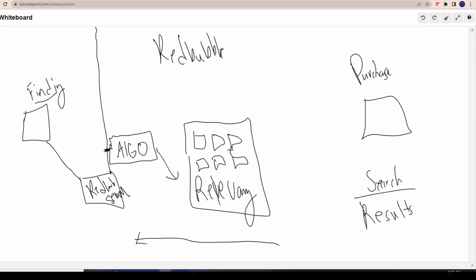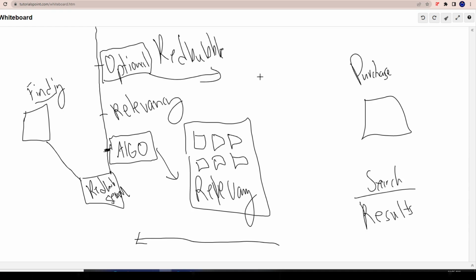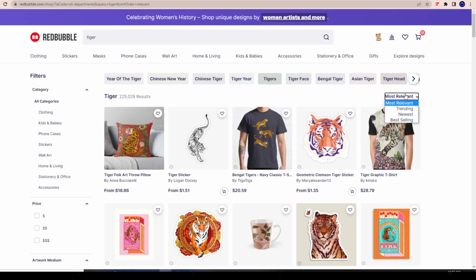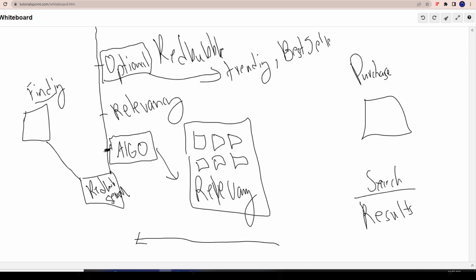Now that's because the algorithm has two contingencies. The first contingency is relevancy. And the second contingency is optional. What is the second contingency? Well, the second contingency is optional because we can go into the algorithm and change from relevancy to trending. We can change from trending to bestseller, right? And we could change it also. We have trending, bestseller. What was the other one? Let's see here. It was newest. That's what it was. Okay.